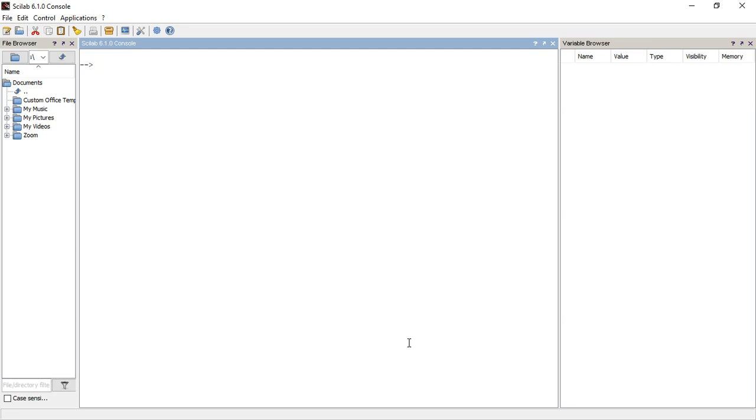Whenever we start Scilab, the screen will open like this. Then we start to enter the command in the console. The command must be placed next to the command prompt. For example, I'm going to consider one variable, a is equal to, and assign the value 2 to the variable a.